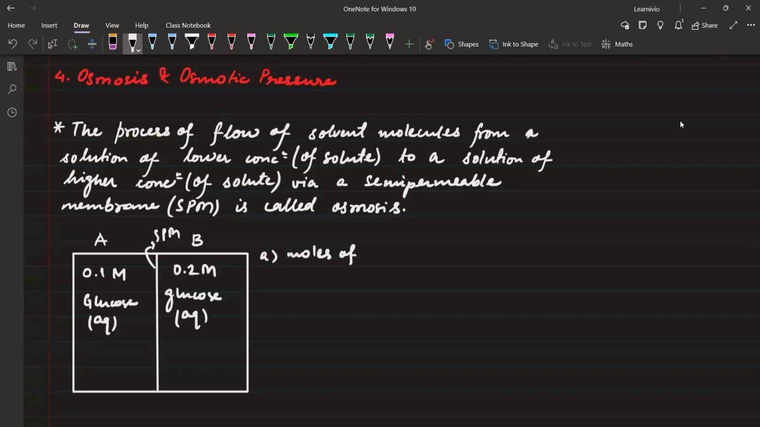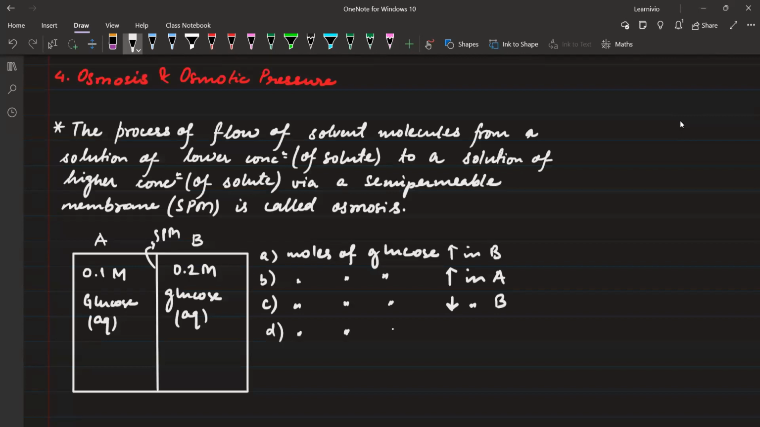Moles of glucose increases in B. Moles of glucose increases in A. Whether this happens or not, okay? C. Moles of glucose decreases in B. The option is moles of glucose decreases in A.